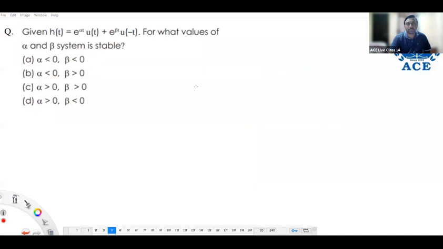Okay. Similarly, think of this. Now continuous impulse response is given. The question is for what values of alpha beta the system is stable. Actually, for negative time, it should act like a growing exponential, sir. Then only the area will be finite.